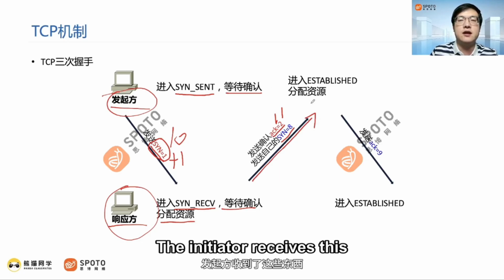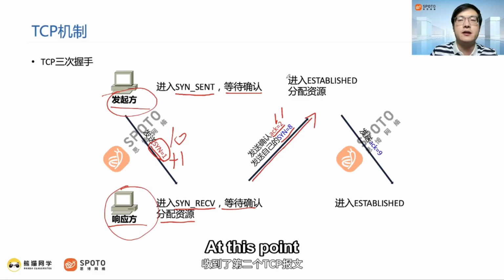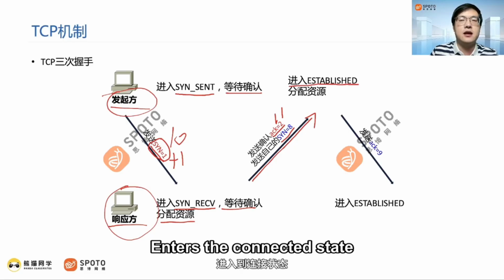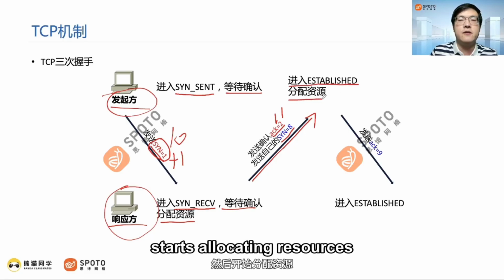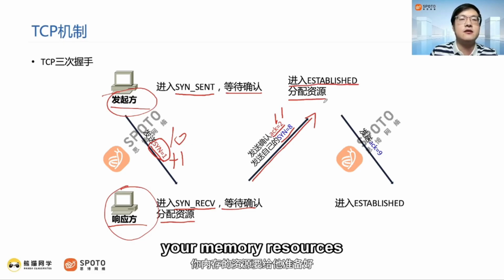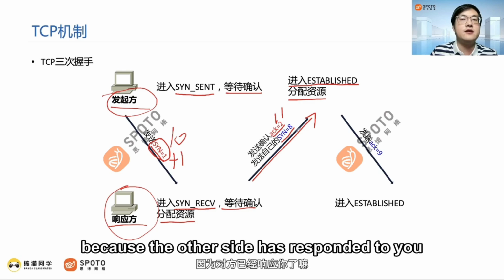The initiator receives the second TCP packet. Right. At this point, it enters the established state, and then starts allocating resources. For example, you request a web page. At this point, your memory for TCP, CPU resources and process resources need to be prepared. Right. Because the other side has responded to you.